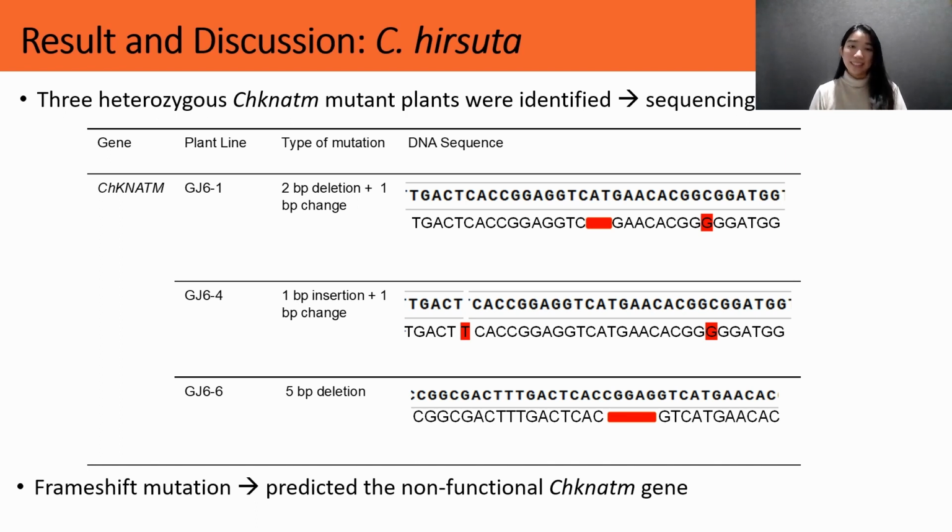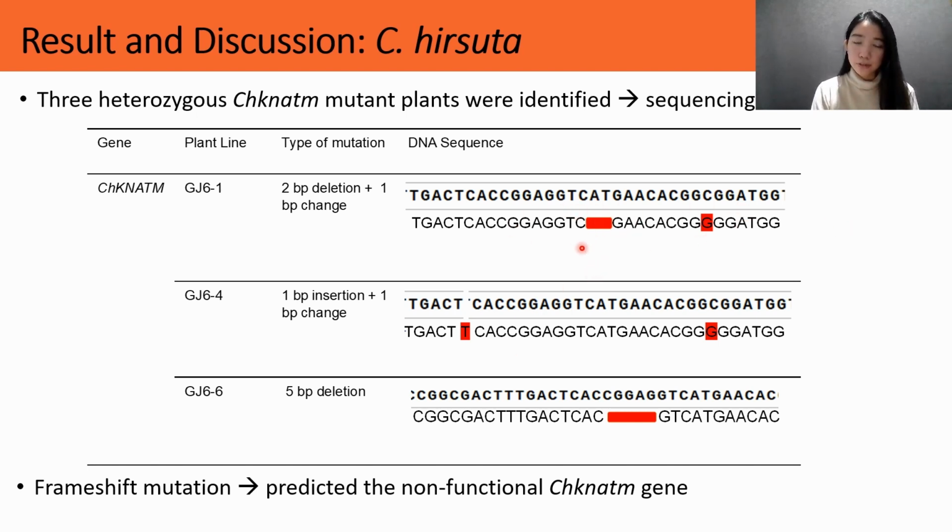Now for the result and discussion of Cardamine hirsuta. So 3 heterozygous CH-NATM mutant plants were identified and sent for sequencing. And you can see here the type of mutation that the 3 lines have. Same as before, the top bold sequence is the wild type, while the sequence underneath is the mutant sequence. And the red box here is the type of mutation.